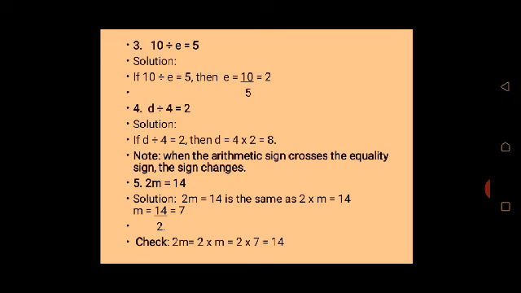Example 4. d divided by 4 is equal to 2. To get the value of d, we will multiply 4 by 2. And by our multiplication timetable, 4 times 2 is what? 8. Good. 4 times 2 is 8. So the value of d is 8.